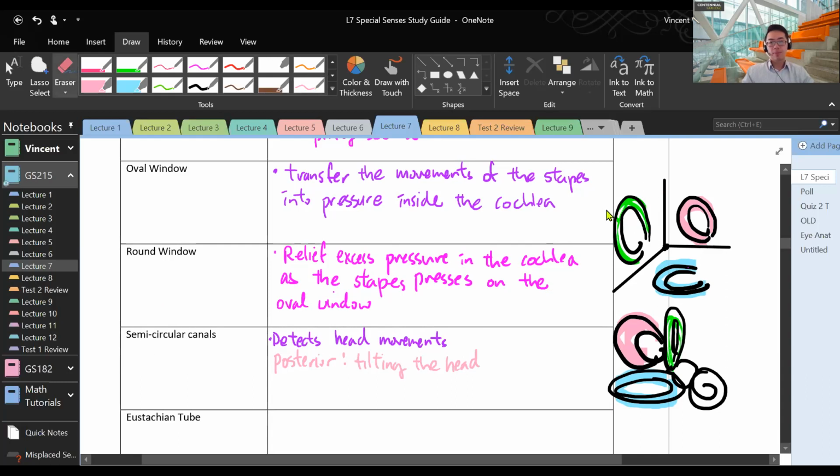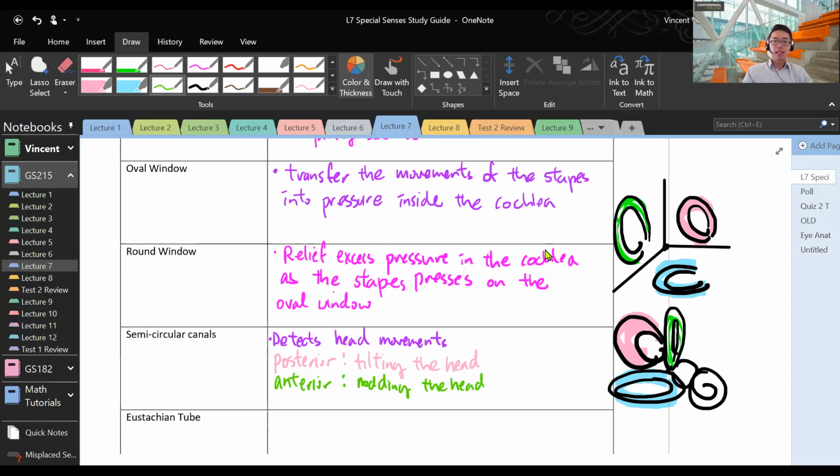This one, the green one, that's parallel to the side of the wall. That one is called the anterior one. Anterior. So it is stimulated when you nod your head. Okay, nodding the head. Okay, when you say yes.